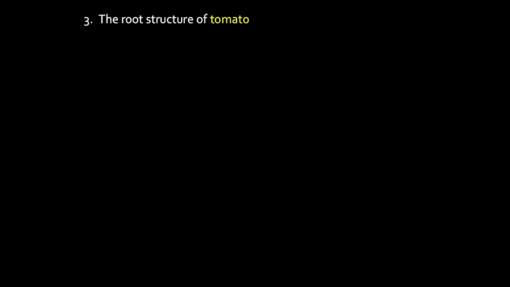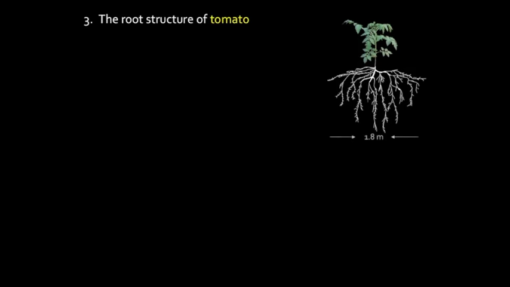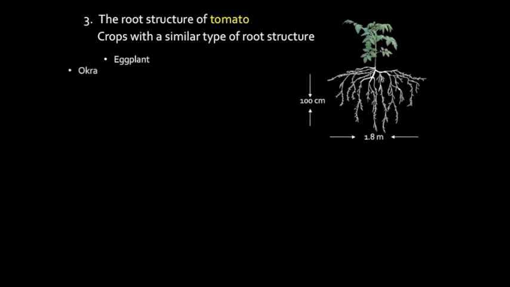Root structure of tomato. Crops with a similar type of root structure: eggplant, okra, and pepper. The root structure of courgette.